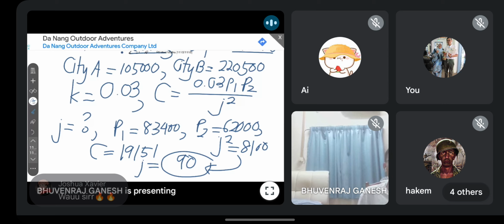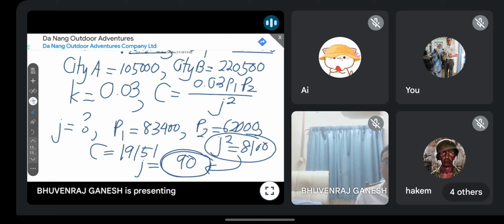Nice, right? Okay, guys, one more thing I want to ask here. Guys, if you think logically, is 90 my only answer? Is 90 my only answer based on this equation? Try to think and see. Is J equal 90 my only answer? Okay, what is the other answer? What is the other answer?